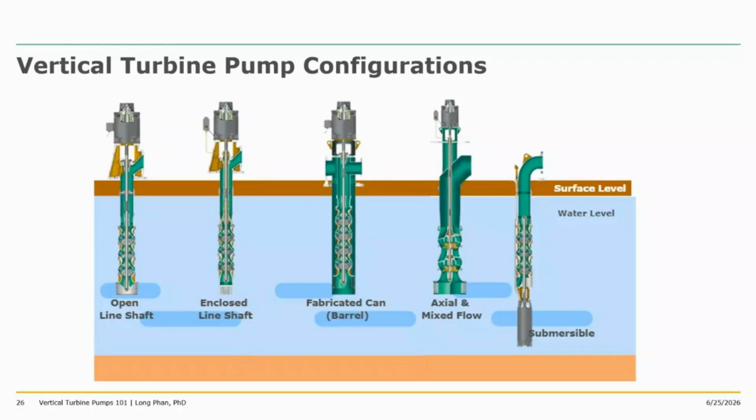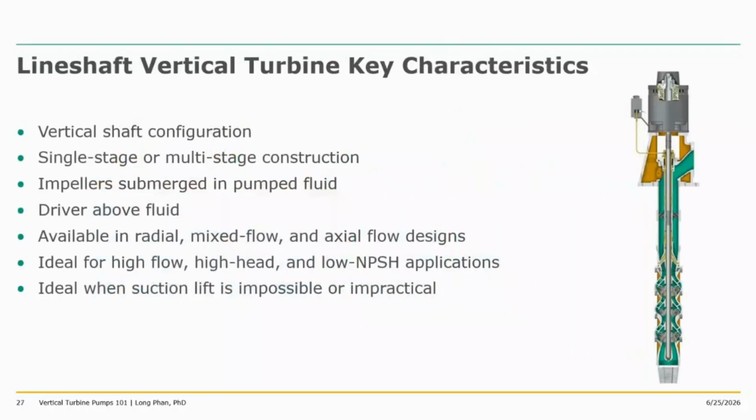So within line shaft, you have open line shaft, enclosed line shaft, the fabricated can or barrel, and the axial and mixed flow. In a later slide, we'll look at each different subcategory and see how they are used for different applications. For the line shaft vertical turbine pump, the key characteristics are that they all have a vertical shaft configuration, and they have single-stage or multi-stage construction. The impellers are typically submerged in the pumped fluid. The driver is typically above the fluid. That's the key difference from the submersible.